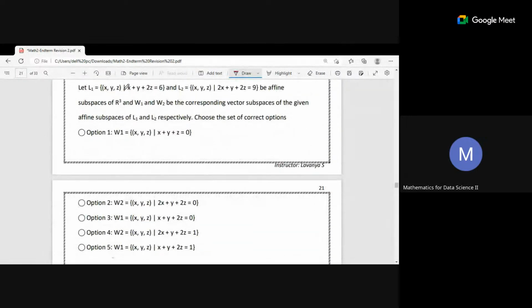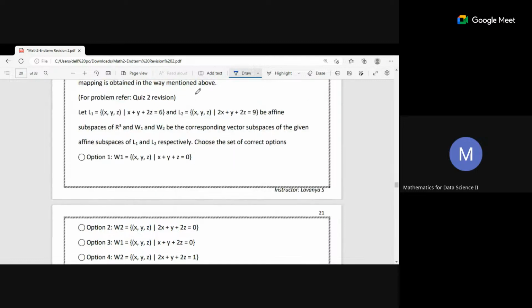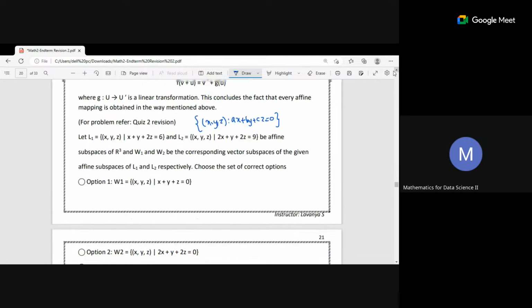Let L1 of x comma y comma z be given by this and L2 be given by this. I already mentioned to you, suppose you are having any subspace like this, what does this represent? A subspace of R3, which is a plane passing through origin. A subspace of dimension 2, a plane passing through origin.